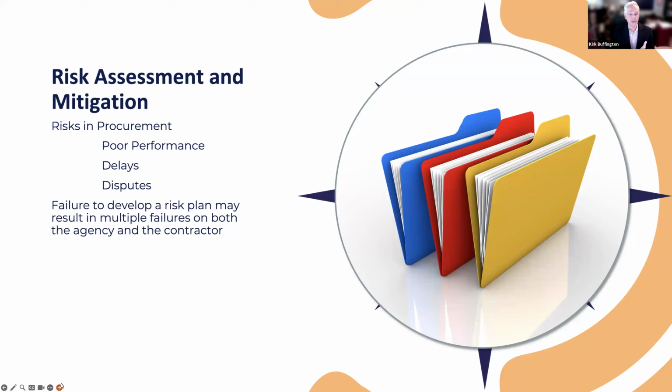These are just three of the risks that we are currently probably experiencing almost on a daily basis. Poor performance, delays, disputes, okay? How are you going to mitigate those? How are you going to assess those and then mitigate those? The failure of us to develop that risk plan during our SWOT analysis may very well result in failures on both us as the agency and as the owners, and on the contractor or on the supplier, okay?